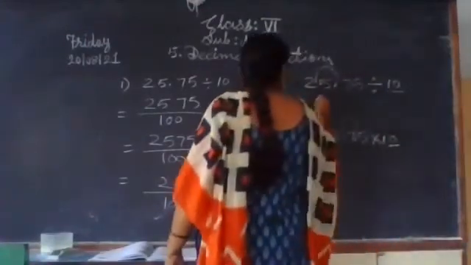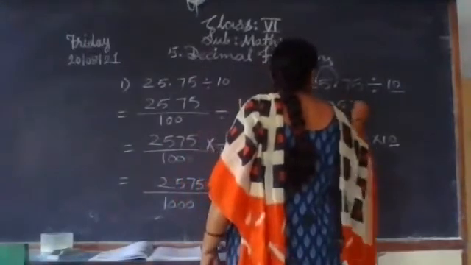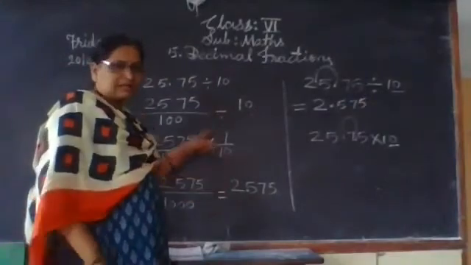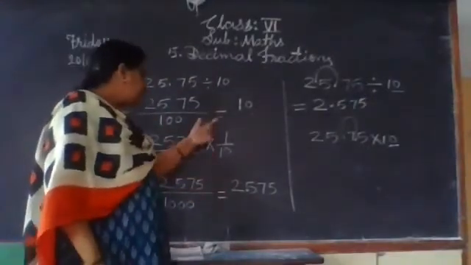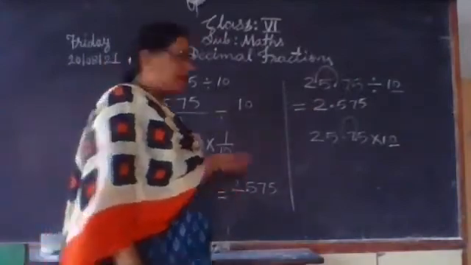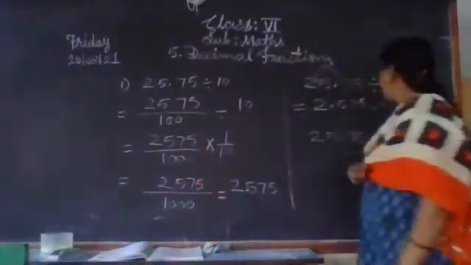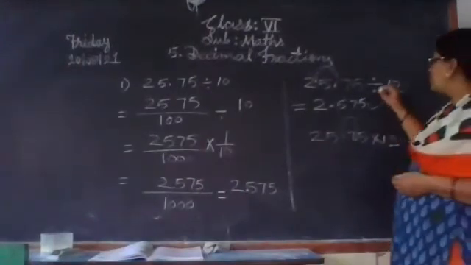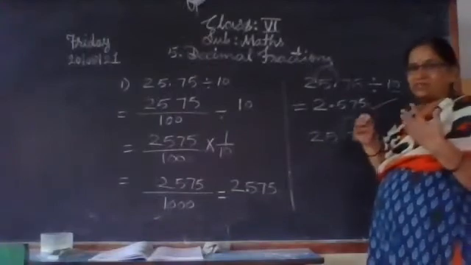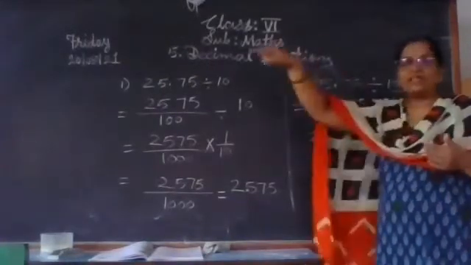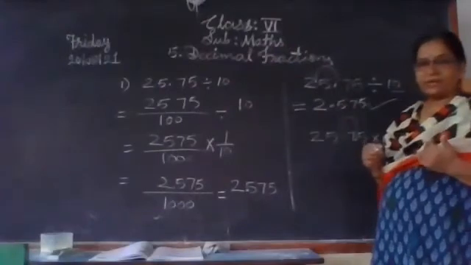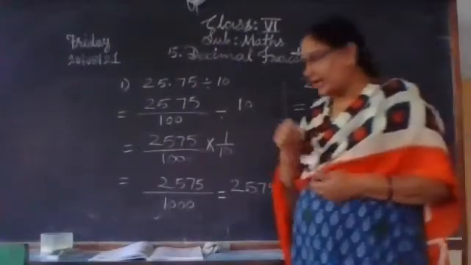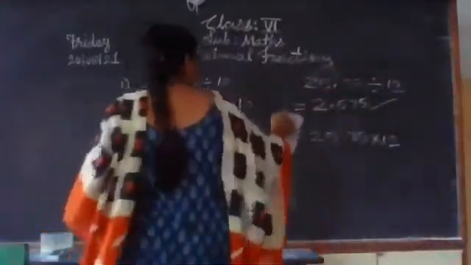So what will be the answer? It is 2.575. And see, beta, the answer systematically divided by 10 is the same as the oral division by 10, 100 and 1000. Got it? So while dividing by 10, 100, 1000, you just shift the decimal towards the left side. And while multiplying, you have to shift the decimal towards the right side. Got it, beta? Let's see one more example.